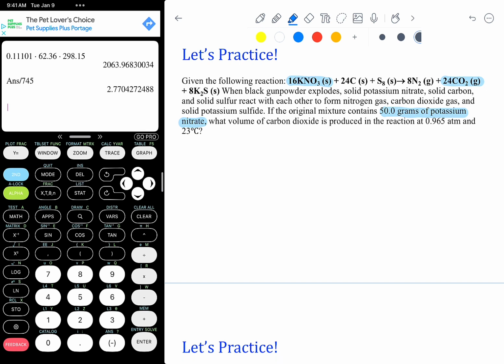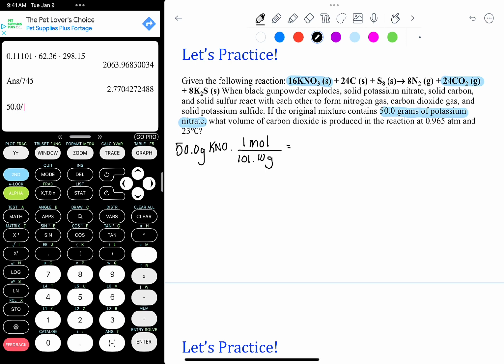The first step in this problem is to convert from mass of solid to moles of solid. So we're going to take that 50 grams of potassium nitrate, KNO3, and divide by its molar mass of 101.10 grams to get moles out. So 50.0 divided by 101.1, we get 0.49456 moles of KNO3.